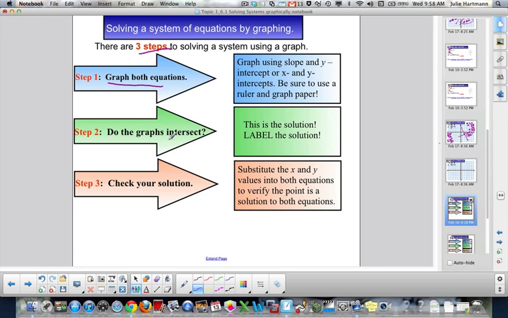Okay. Next, step 2, do the graphs intersect? If they do, that is the solution. Label it. Circle it. Write your point. Okay. And then finally, check your solution. Substitute x and y values into both the equations to verify the point is a solution. Okay. So that's that.